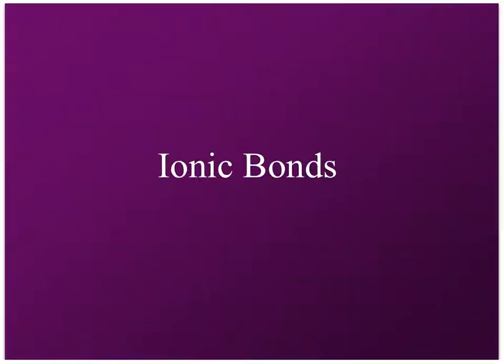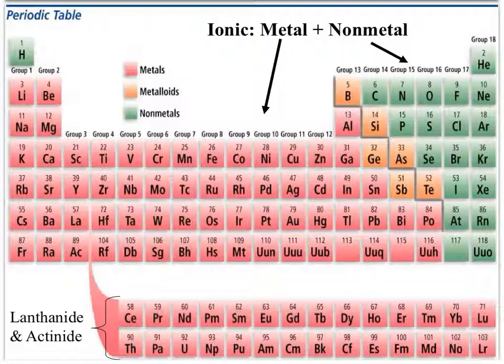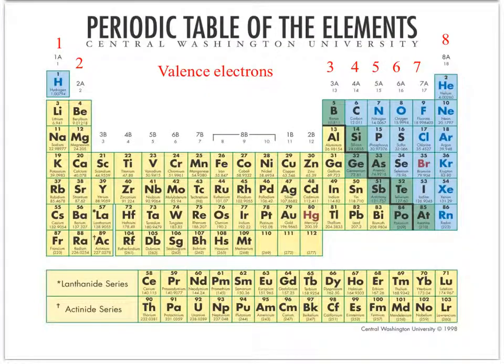Okay, so here's the notes for ionic bonds. So just a little review. Remember, we have our squiggly line. Everything to the left of the squiggly line, except for hydrogen, are metals, and everything to the right are nonmetals. So an ionic compound is one metal and one nonmetal. Now if you remember valence electrons from last unit, let's work off of that.